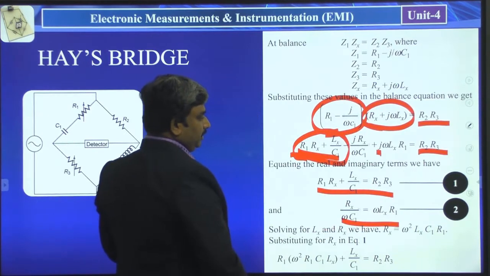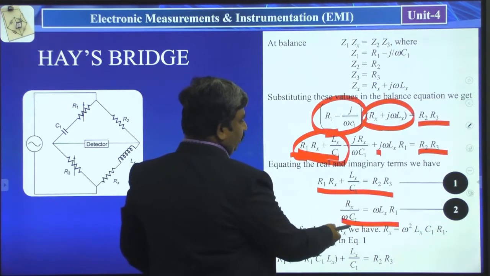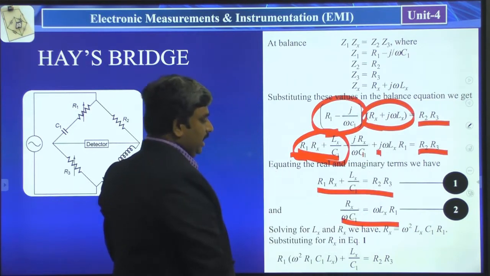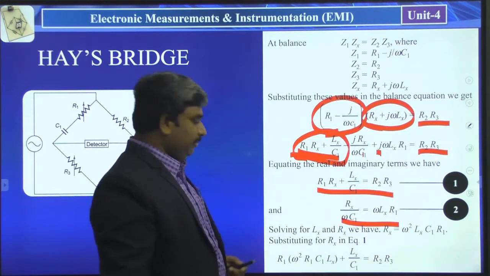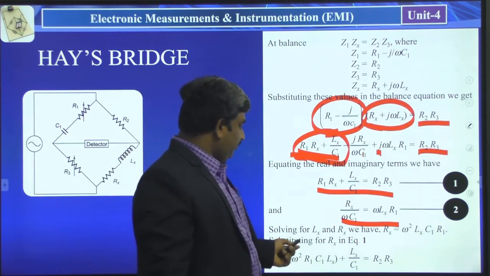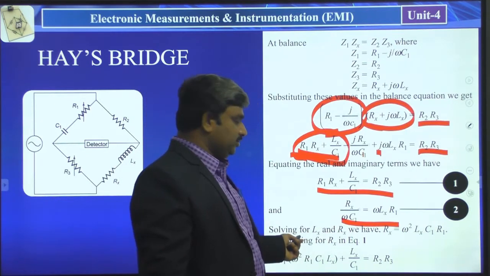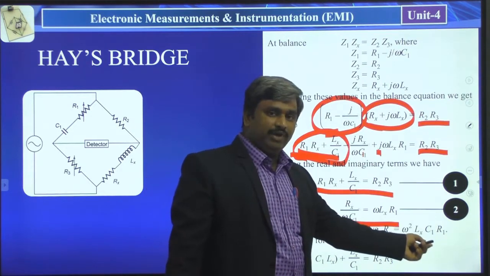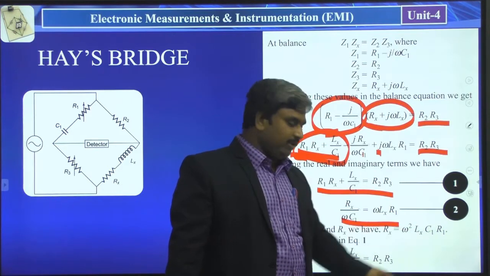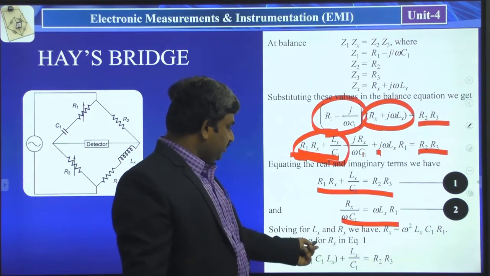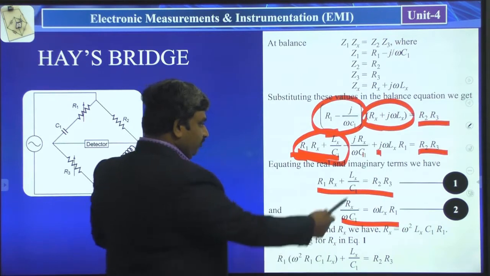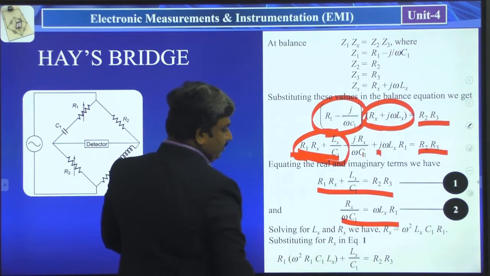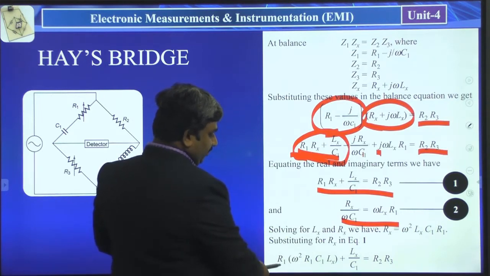Coming to the remaining combination, Rx by omega C1 is equal to omega Lx R1. That is the imaginary term. So for solving Lx and Rx, after solving this one, we have Rx is equal to omega square Lx C1 R1. And after simplifying, I am rewriting equation 1 here: R2 R3 is equal to R1 Rx plus Lx by C1. I am writing the same thing only.